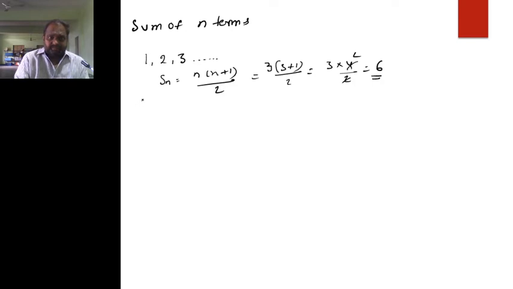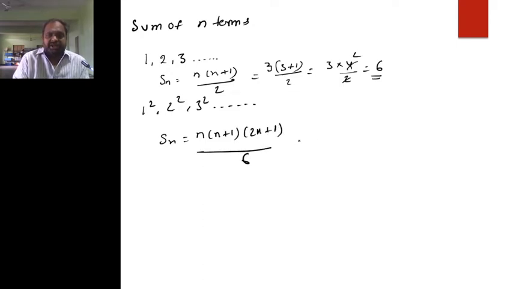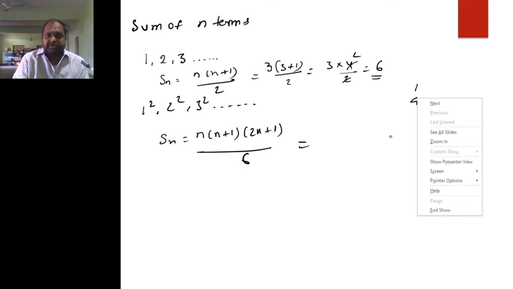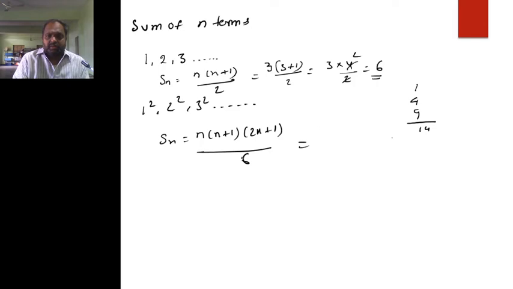Next, 1 square, 2 square, 3 square, sum of squares. Aryabhat gave a formula, sum of n terms is equal to n into n plus 1 into 2n plus 1 by 6. In previous class we discussed about it, but I am reminding you. So here 3 numbers. 1 square means 1, 2 square means 4, 3 square means 9, 14.